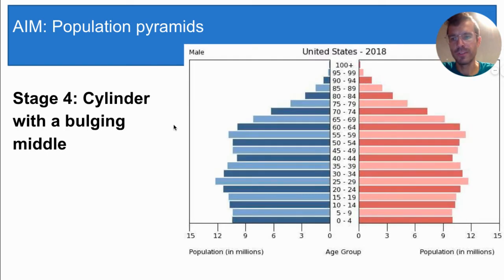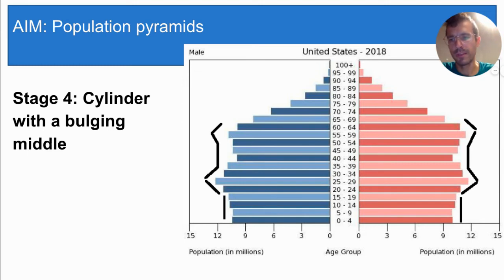Stage 4 is a cylinder with a bulging middle. At the bottom, we have straight sides. Look at the very bottom. But as we get up into our middle ages, instead of slanting inwards, the brackets slant outwards. They bulge out. That's why I call this a cylinder with a bulging middle. And this outward slant means that as time passed, women started to have fewer children.